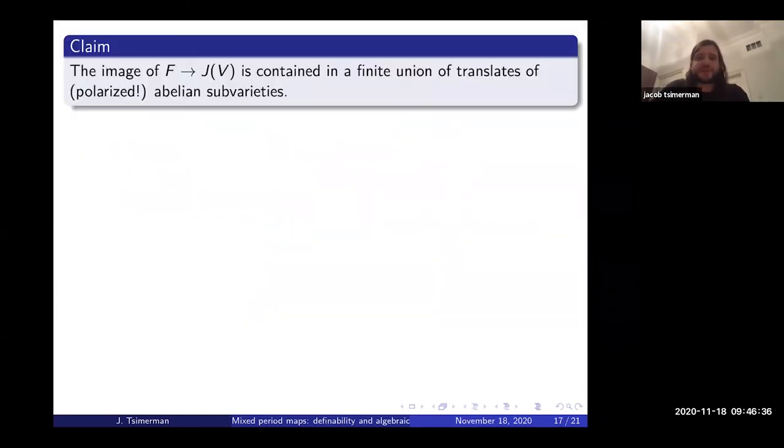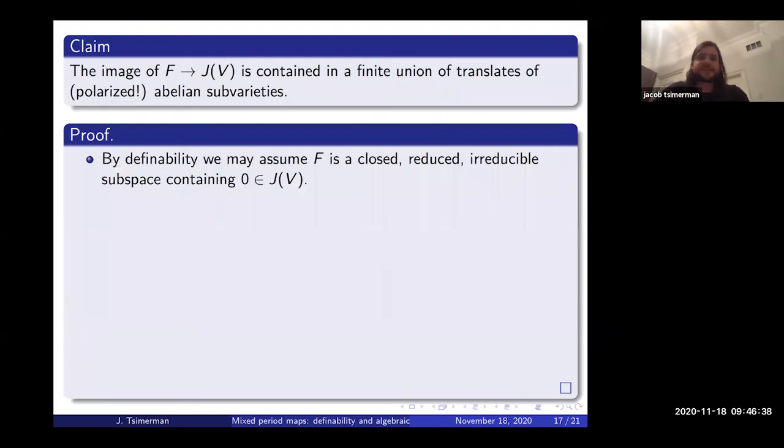So just very briefly, I want to explain how this is proven, because it's not very hard. The claim is that if you have a map to this compact complex torus, then the image is contained inside some abelian subvarieties.